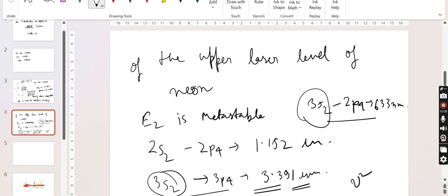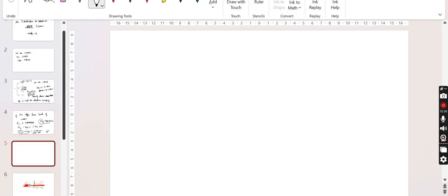If we want to oscillate the laser at 633 nanometer, we use optical elements in the path which strongly absorb the 3.39 micrometer wavelength, or increase the line width through the Zeeman effect by applying an inhomogeneous magnetic field across the tube. So that is basically a helium neon laser in a nutshell.